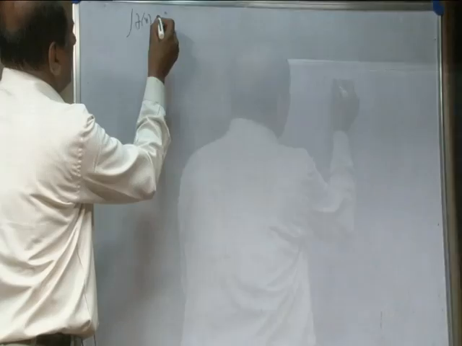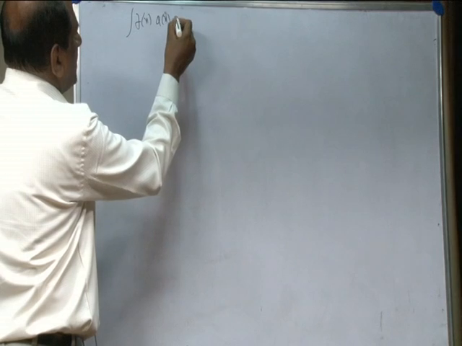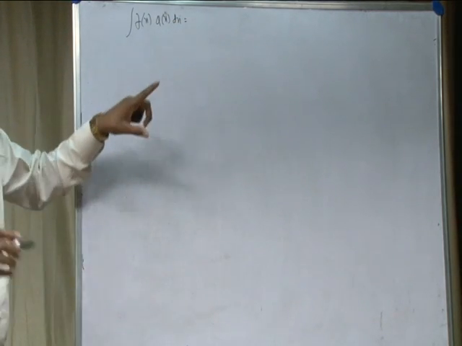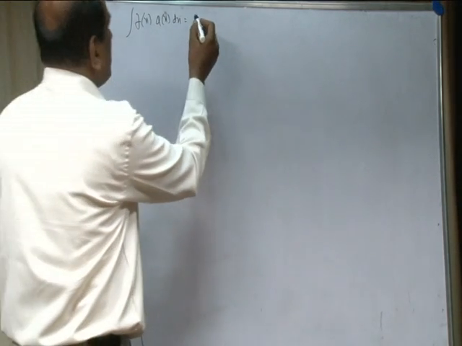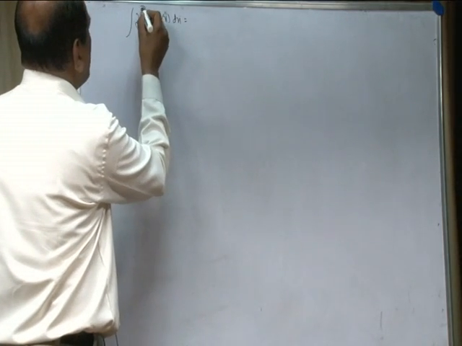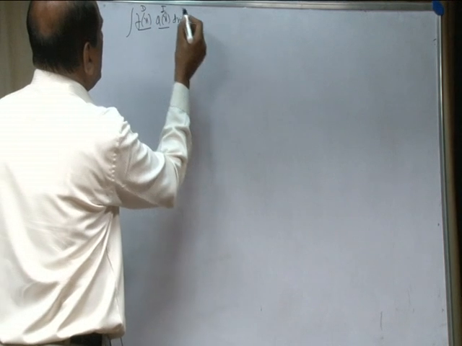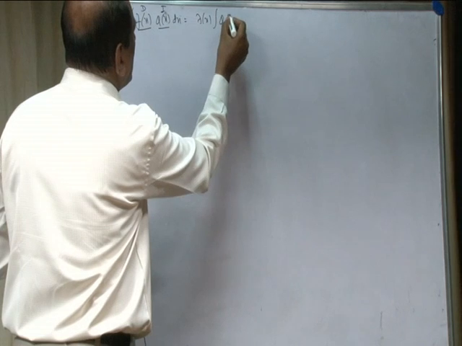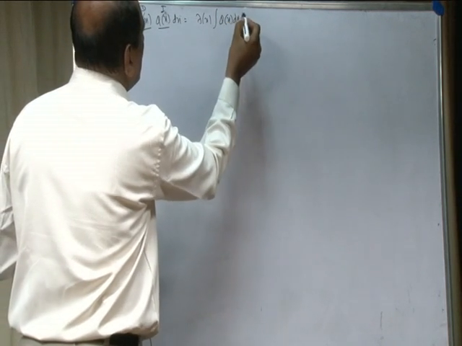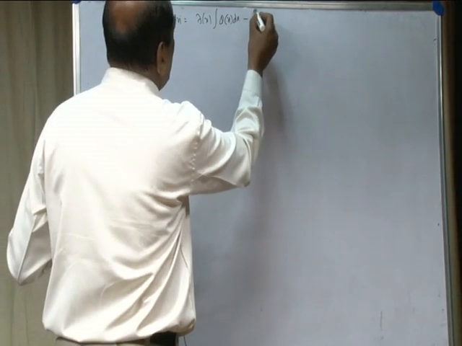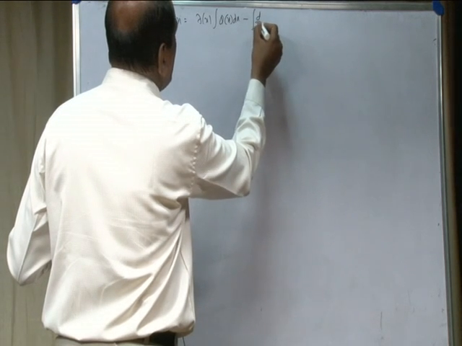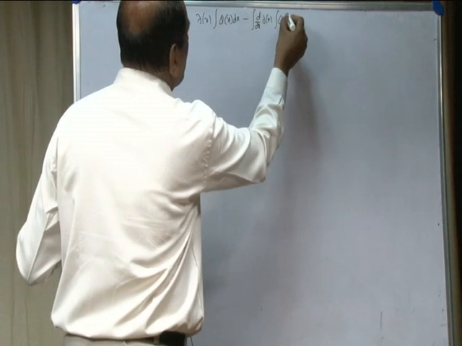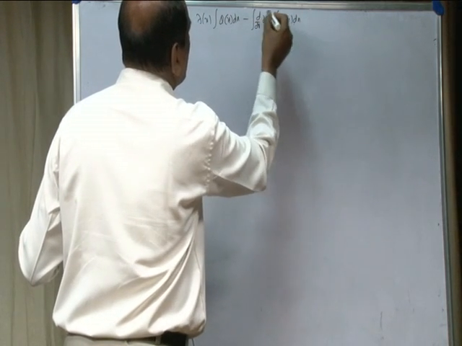Integration of f of x q of x dx, that is a product of two functions, first function f of x, second function q of x. Keep the first function selected for differentiation and the second function for integration. So that is f of x into integral of q of x dx minus integral of d by dx of f of x into integral of q of x dx, whole dx.